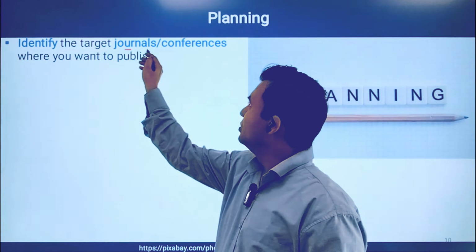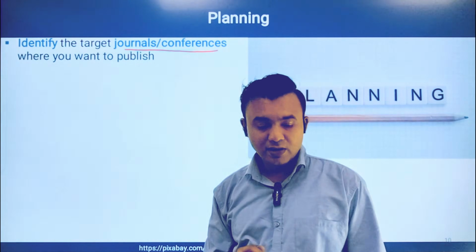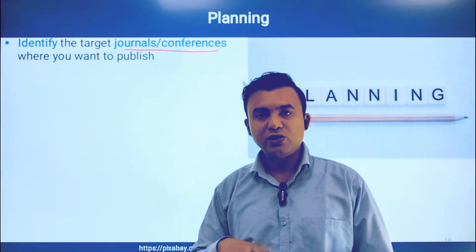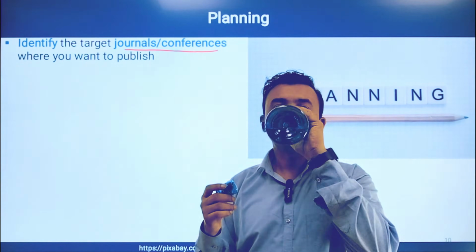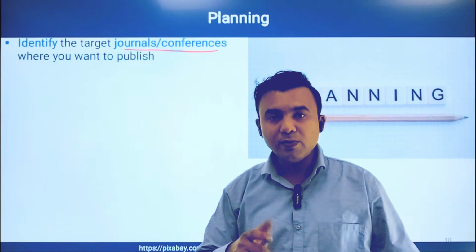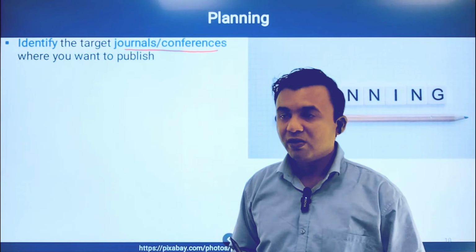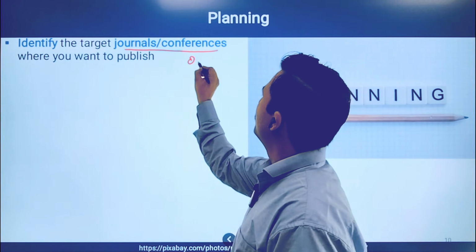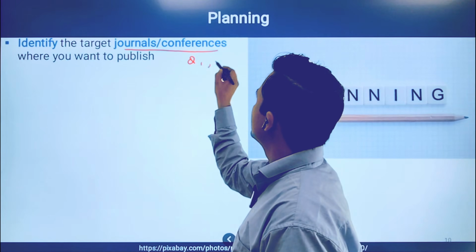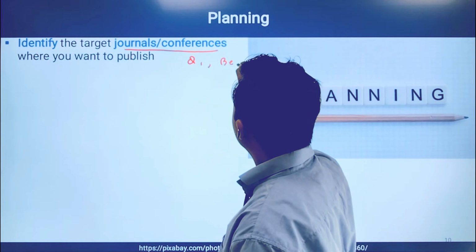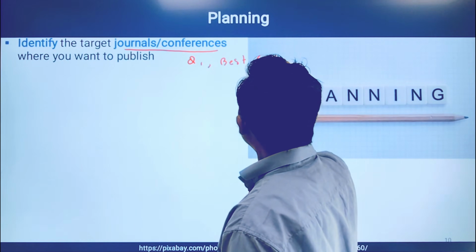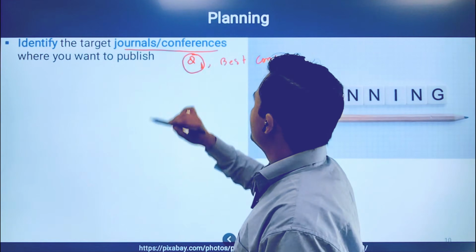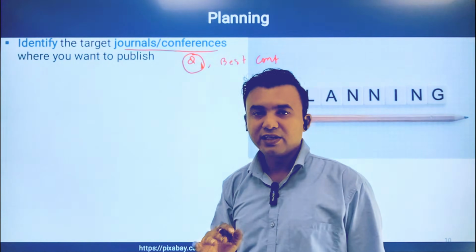Identify the target journals and conferences first. Rather than doing the work first and then identifying which journal or conference is suitable, it's always advisable to fix the target journal and conference first. Let's say, for example, you want to publish in one of the Q1 journals and the best conference. Now, look at some of the papers which are published in this particular journal. Decide 3 model papers.